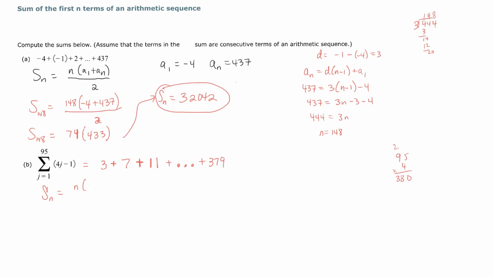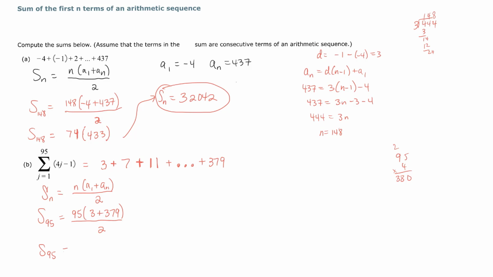We have n times (a sub 1 plus a sub n) divided by 2. So it's the number of terms times the sum of the first and last term, and then divide by 2. What are we looking for? We're looking for S sub 95. We want this expression here. So that'll be 95 times (a sub 1 is 3, so 3 plus 379), and of course, divide by 2. You can go ahead and use a calculator for this.